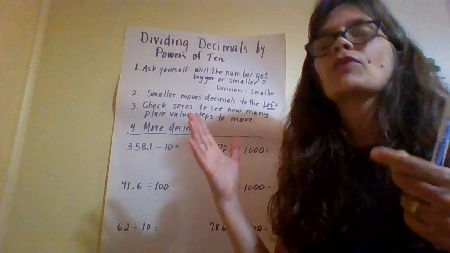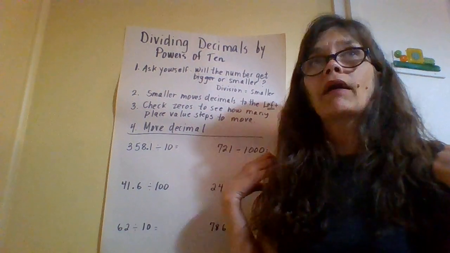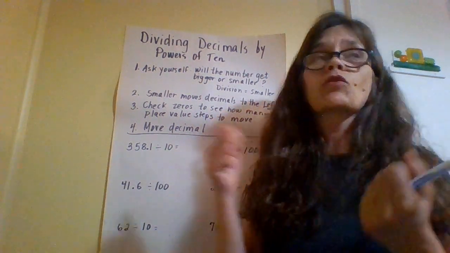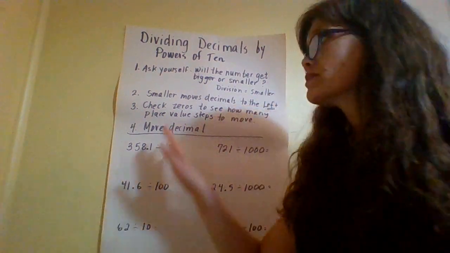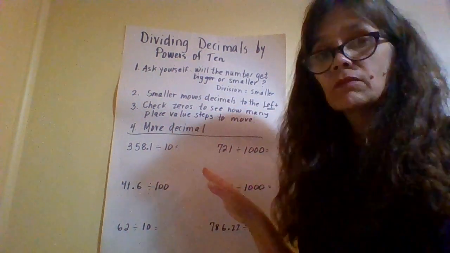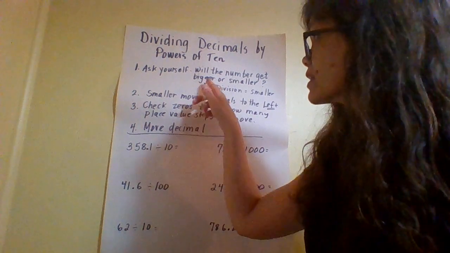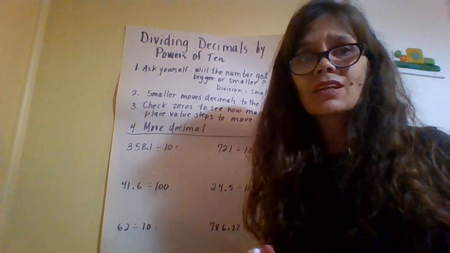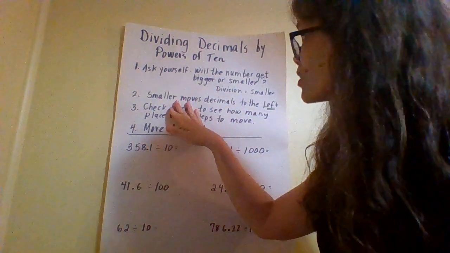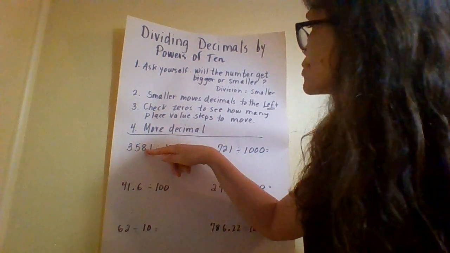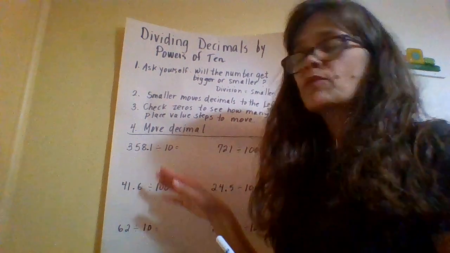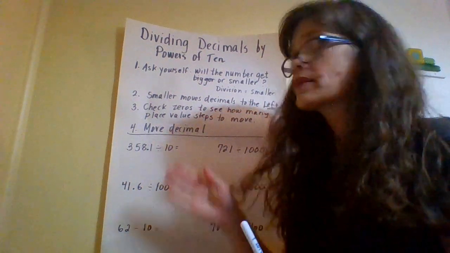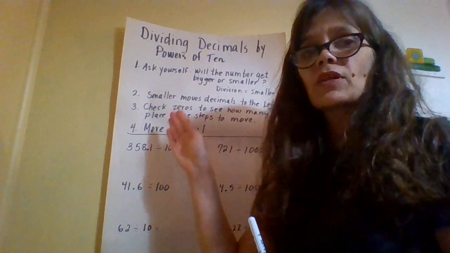If you get into that place where you're like, I can't remember, does dividing mean go to the right? Does dividing mean go to the left? You ask yourself, is your answer going to get bigger or smaller? In this case with division, your answer is going to get smaller. And smaller means you're moving the decimal to the left. So last time when we were multiplying, we were moving the decimal point to the right. This time we're moving it to the left.